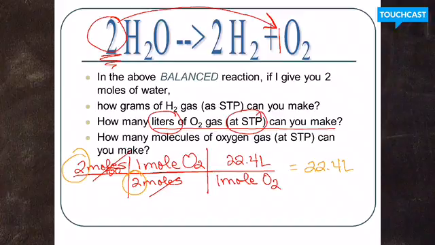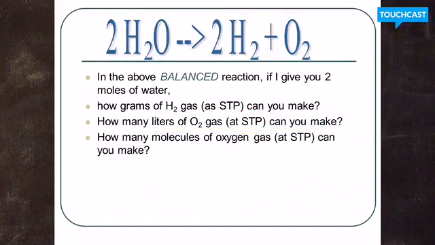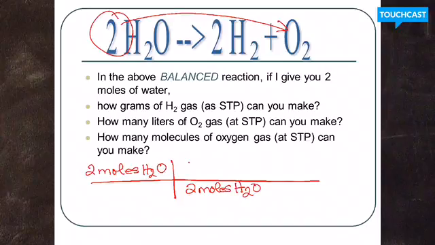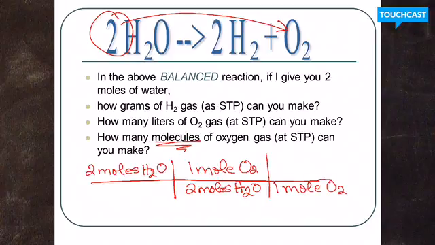How many molecules of oxygen gas at STP can you make? Okay, so starting with the 2 moles of water, 2 moles H2O, from the balanced reaction, this one they want you to go from the water to the oxygen. So we're going to cross cancel here with the balanced equation. For every 2 moles of water, you will make 1 mole of the oxygen gas. All right, everything's cool. But now they want you to get to molecules. So at this very last spot right here, for every 1 mole of oxygen gas, you will have 6.02 times 10 to the 23rd molecules.